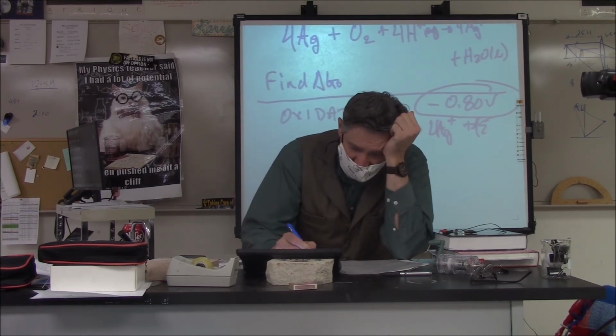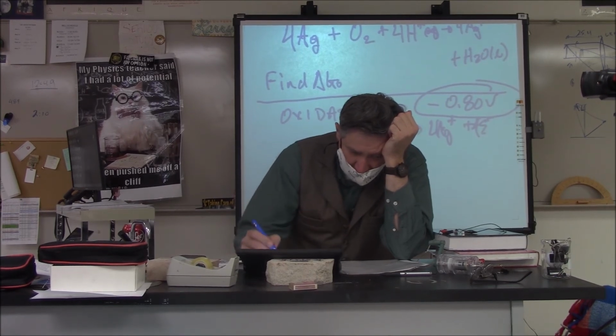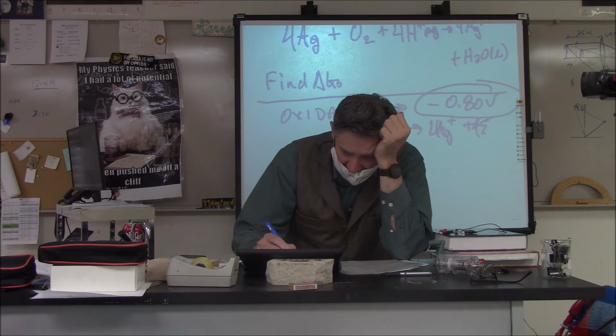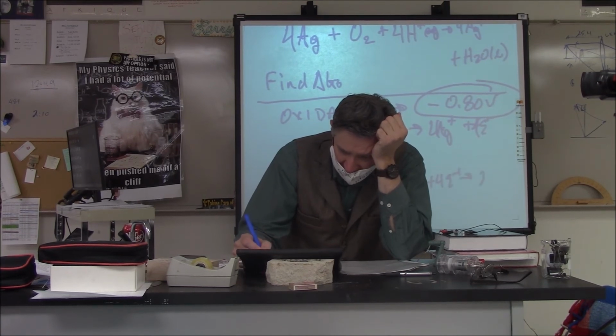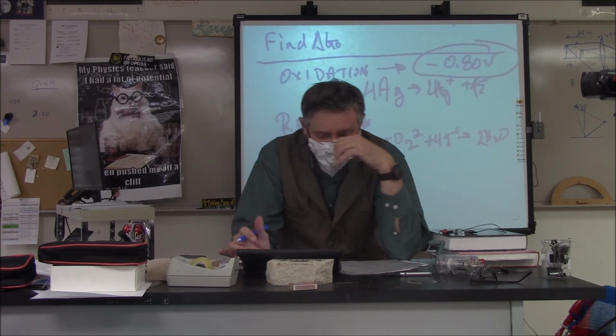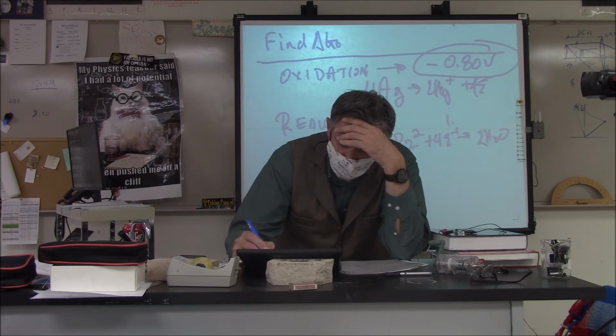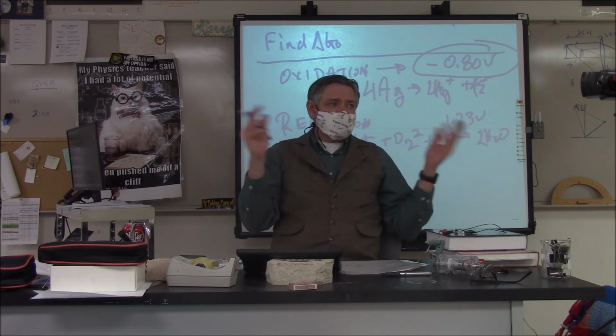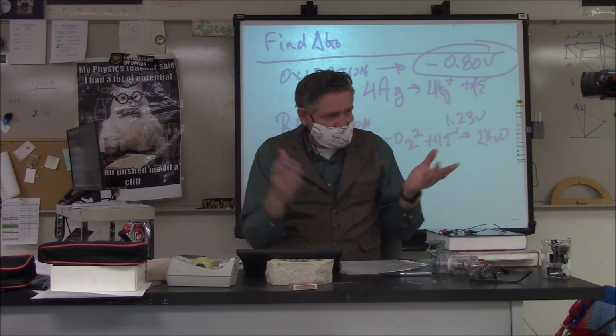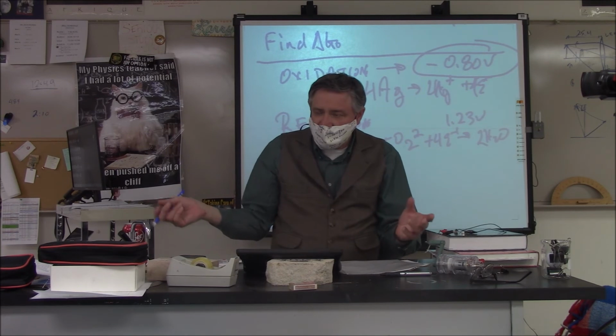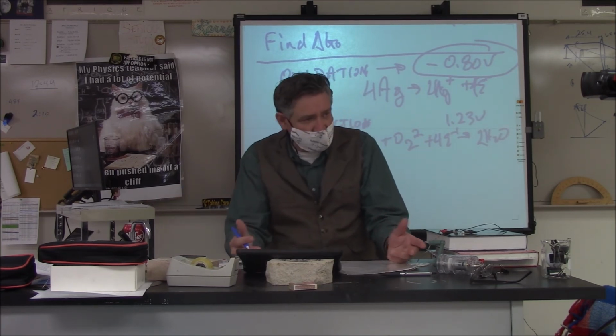So on the reduction part, and this is where you have to have that bigger table, your reduction part is going to be 4H plus, O2, plus 4 electrons yielding 2H2O. That's on our smaller table too. It is? Yeah. Okay, so what's that reduction potential? 1.23. 1.23 volts. Okay? So basically, what you're doing is that you have an acidified solution and you're dumping oxygen into it and you're going to produce water.